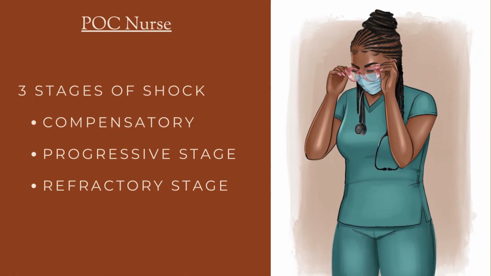Now, what are the different stages of shock? The different stages of shock are the compensatory stage, the progressive stage, and the refractory stage. There are 3 stages of shock. We're going to describe what each one looks like. The hallmark of the compensatory stage of shock is that the body is trying to compensate for this low level of oxygen in the body.